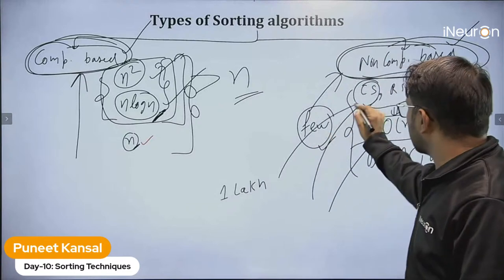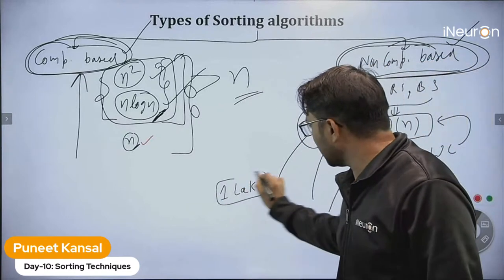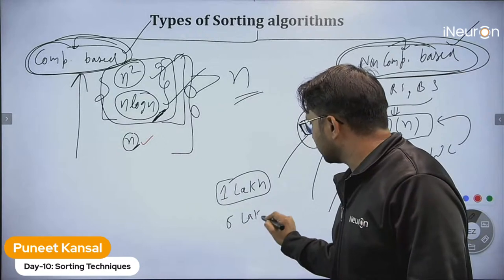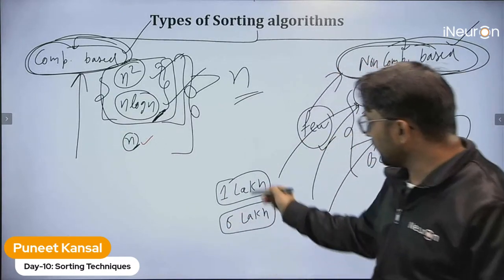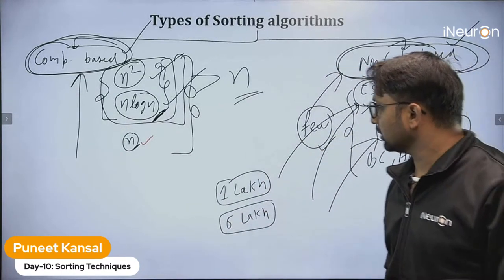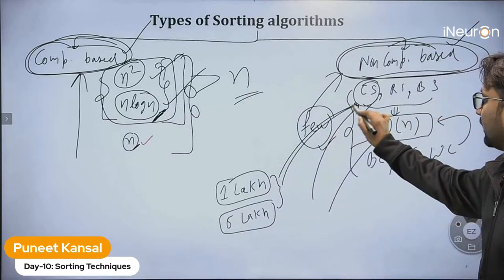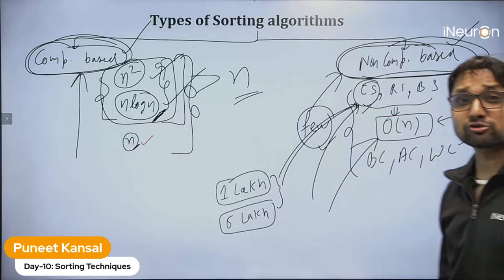I'm asking the counting sort: counting sort, will you please sort this number and this other number, 5 lakh? I have two numbers. Will you please sort them in decreasing order or maybe increasing order? Then counting sort will say, okay, I will sort these two numbers.